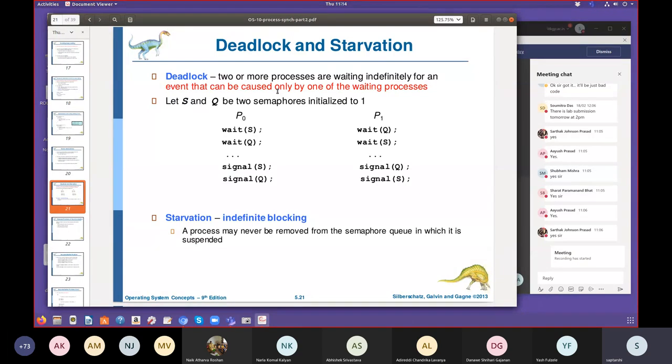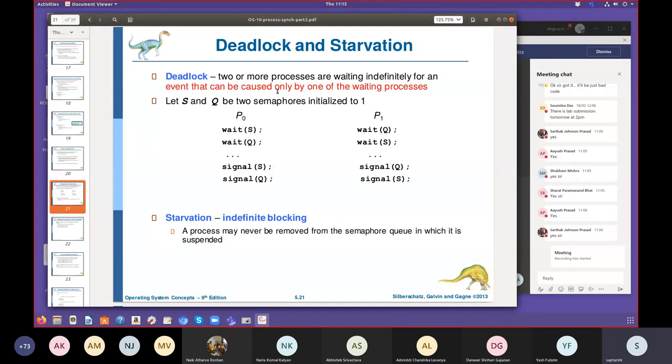So now basically P0 is waiting for an event which can only be caused by P1, and P1 is waiting for an event which can only be caused by P0. Basically both are stuck. They can be allocated CPUs many times, but no one will be able to proceed. So basically deadlock leads to indefinite blocking. In this particular case, a process will never be removed from the semaphore queue for which it is waiting, because the only process which can signal that semaphore is also waiting for this process itself.